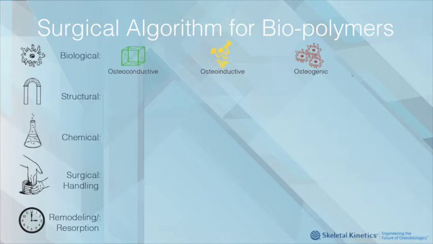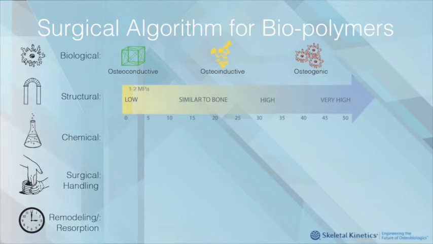Here we have a look at our algorithm for biopolymers. Biologically, they're osteoconductive. Some may be potentially osteoinductive. Structurally, they offer very little, at 1 to 2 megapascals at the most. Chemically, they have no crystalline structures and are not similar to bone. The handling qualities are usually pretty nice, granules and morsels, sponges, or putties. The remodeling/resorption time, in this case which is resorption, varies greatly in this category.